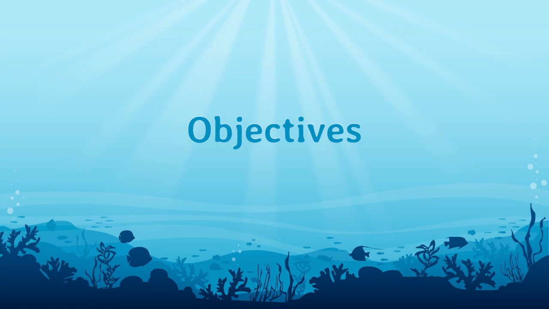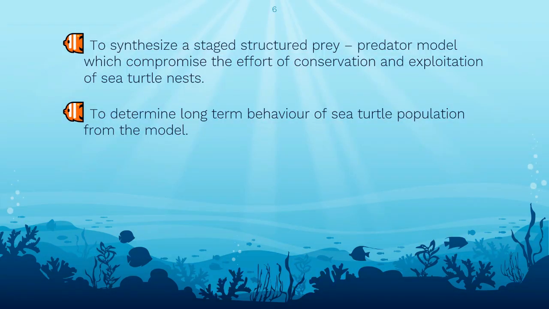Next, we go to the objective. There are two objectives. First is to synthesize a state structure population model that compromises the effort of conservation and exploitation. The second one is to determine the long-term behavior of the sea turtle population from the model.